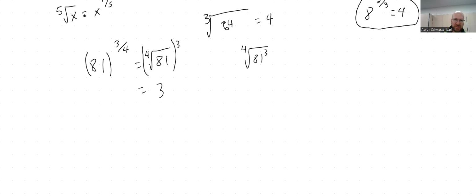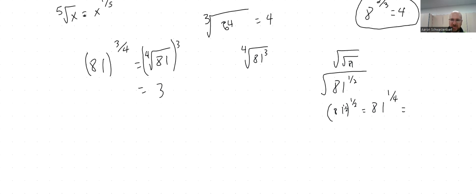So square root of 81 is 9, square root of that. Square root twice is equivalent. So the square root of the square root. And that is 81 to the 1/2. It's the inside one. And then 81 to the 1/2 to the 1/2. If I multiply those exponents, 81 to the 1/4, which is the fourth root. Okay, these are all equivalent forms.